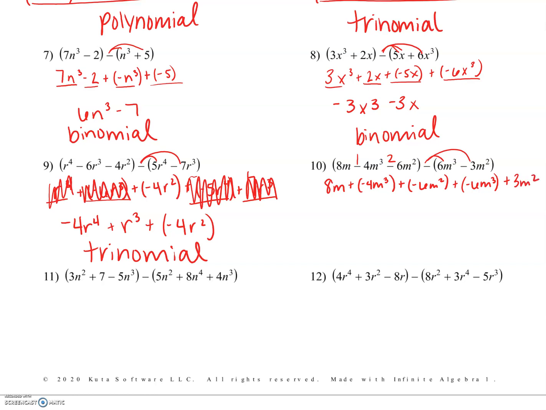Combine our cubes with cubes, our squares with squares, our m's with m's, so on and so forth. So negative 4m cubed plus a negative 6m cubed would result in a negative 10m cubed. Done with those, done with those. Squares with squares. Negative 6m squared plus 3m squared would result with a negative 3m squared. Done with that, done with that. There's nothing left to combine, so plus 8m. That would be our final answer.